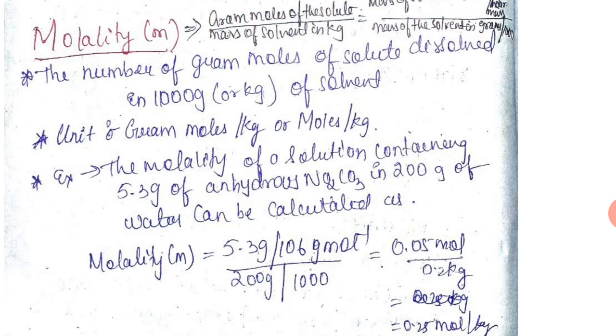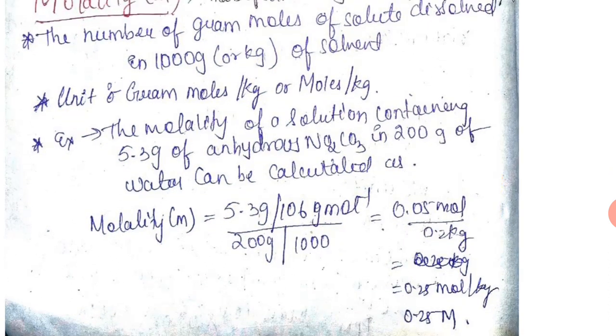For example, we can take the same thing, just replace volume by mass. The molality of the solution containing 5.3 gram of anhydrous Na2CO3, anhydrous meaning it doesn't have any water, in 200 grams of water can be calculated as follows.